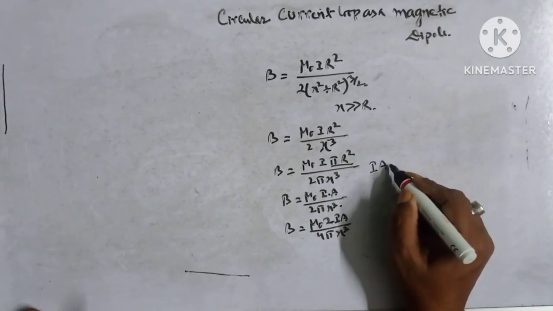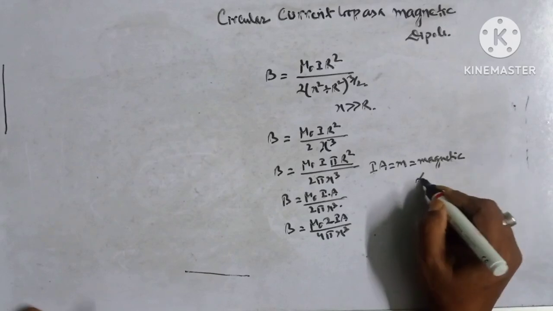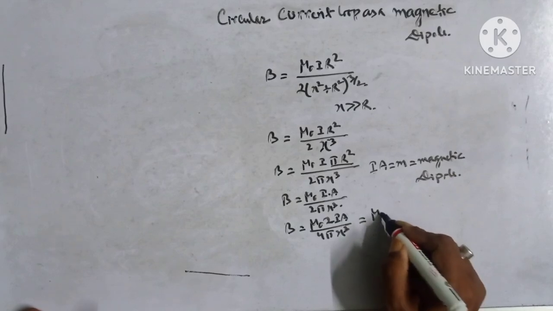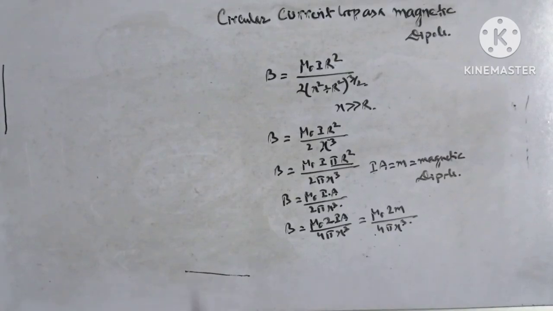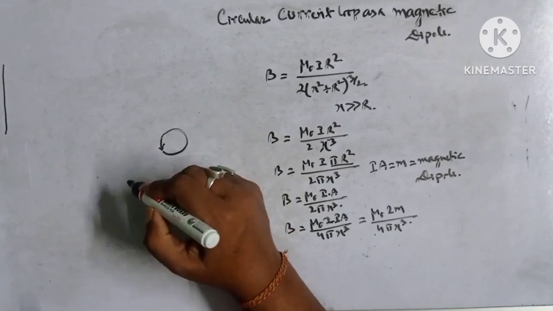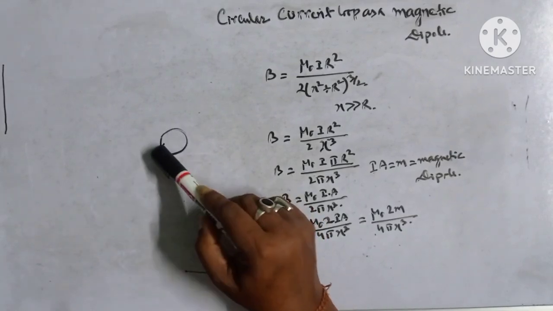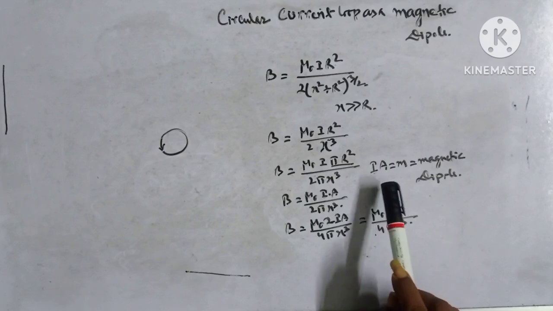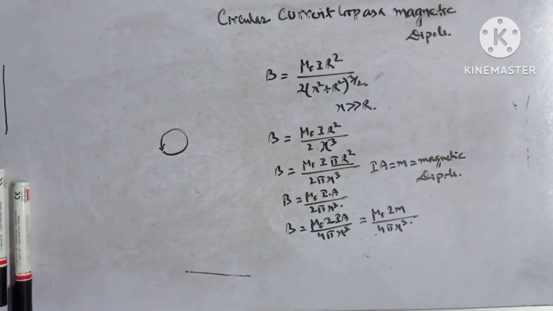What is IA? IA is equal to m, and this is the magnetic dipole. So this will be 2m by 4 pi x cube. This is a very important point, that any current carrying circular loop is a magnetic dipole. Magnetic dipole is I into area. So this is all about the important points in this topic.